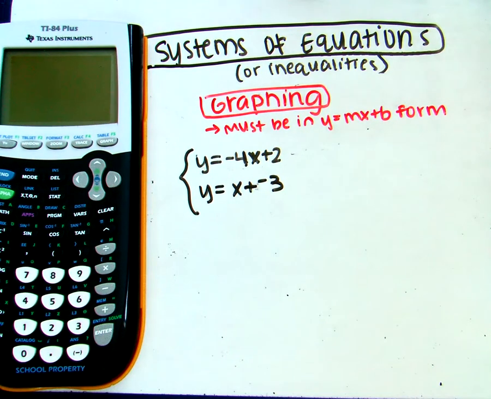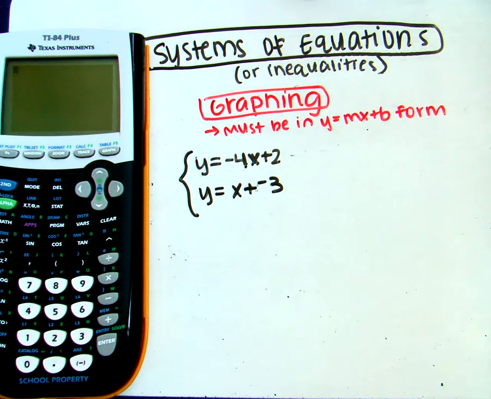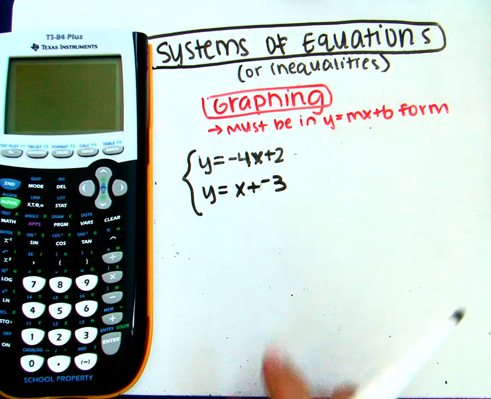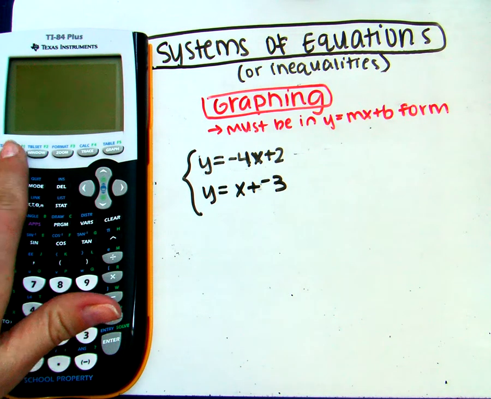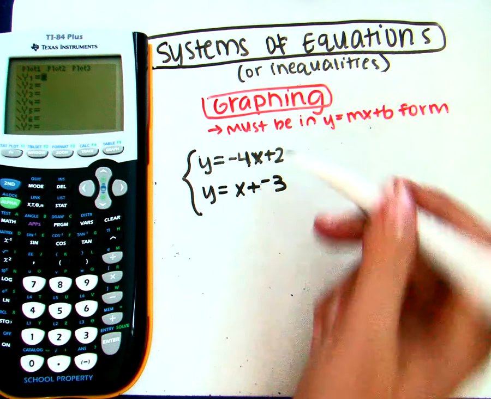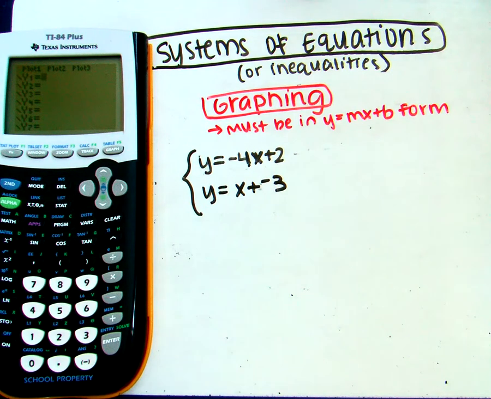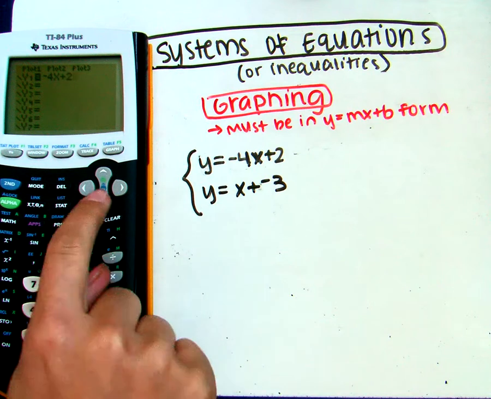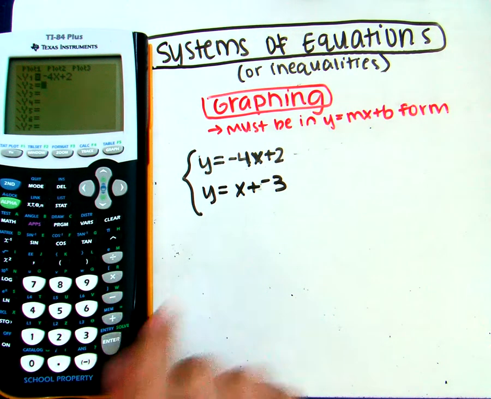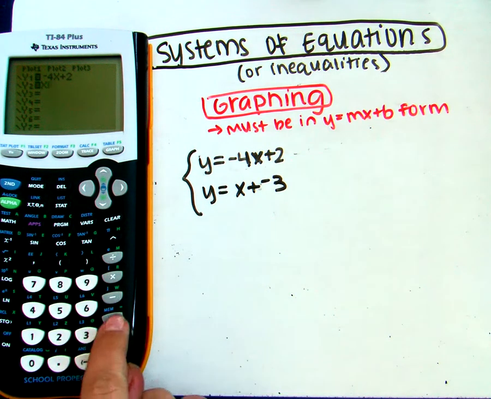Alright, so now, since we're doing graphing, we actually need to graph them. The reason we got them into y equals is because whenever you graph an equation on your TI-84, you are hitting the y equals button right here. So if your equations are in y equals, they'll work. So you're going to plug in negative 4x plus 2, and in y2 you're going to write your other one, x plus negative 3.